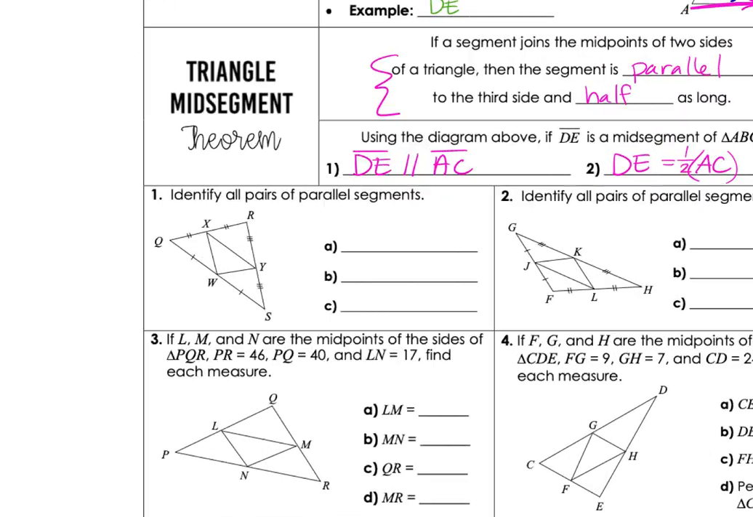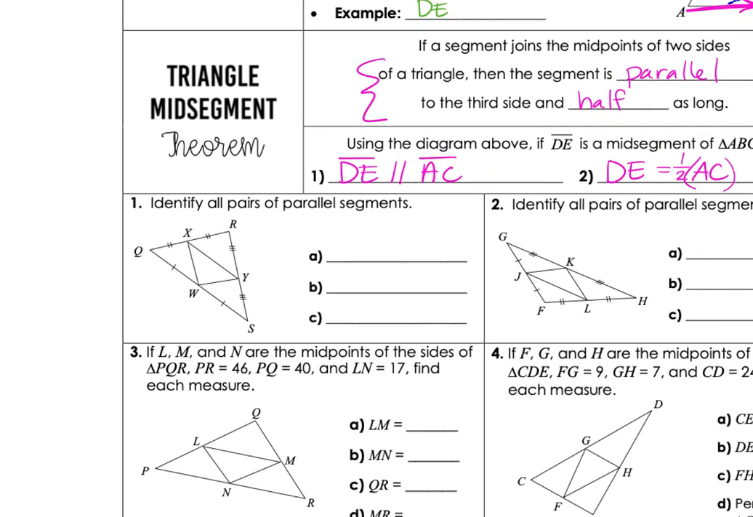Okay, so take a look. It says to identify all of the parallel segments. I'm not going to make you do all of these because I feel like it's a little bit of a silly task to have to do all of them. So who can just give me one set of parallel segments here? What would be parallel to what? Eli.